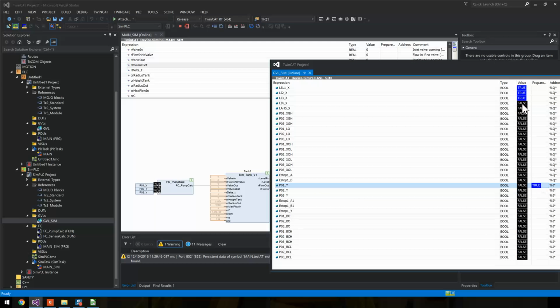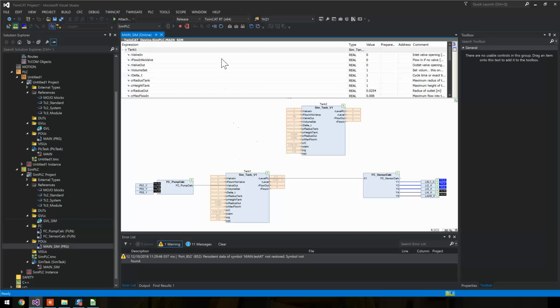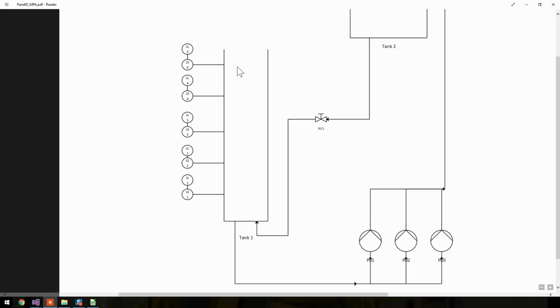Let's give a true value to all the pumps. Now it's decreasing. So that's good. We turned on all the pumps and the tank was emptied. That makes sense. And since it's empty, all the level indicators, all the lights should be false. So we've emptied the tank and all these lights are off.